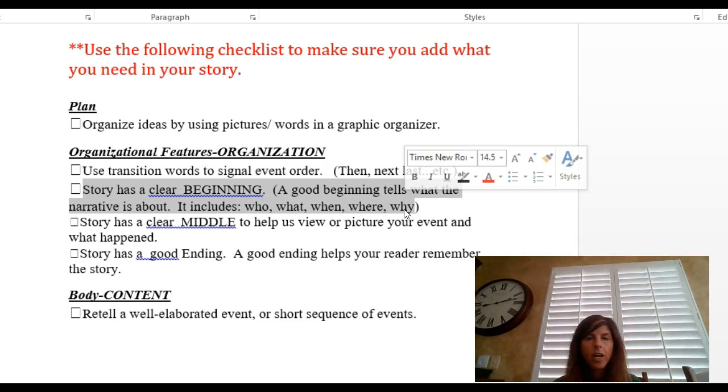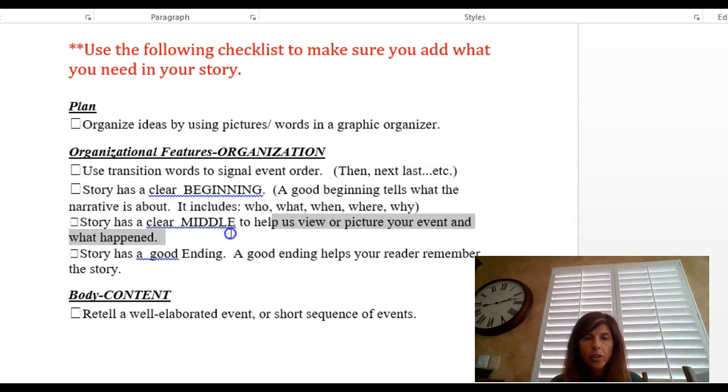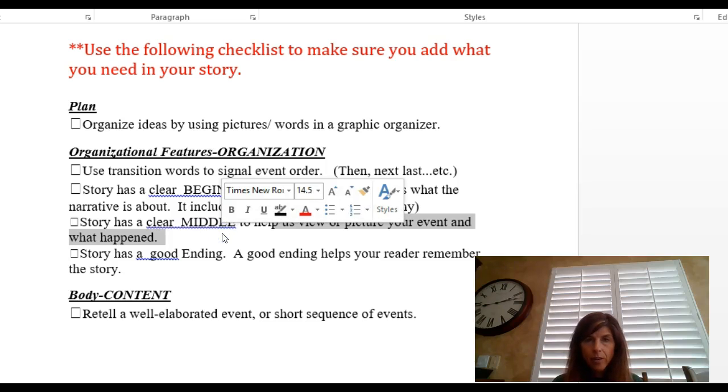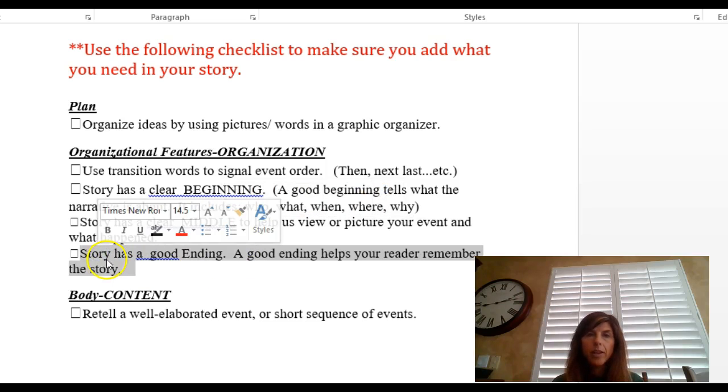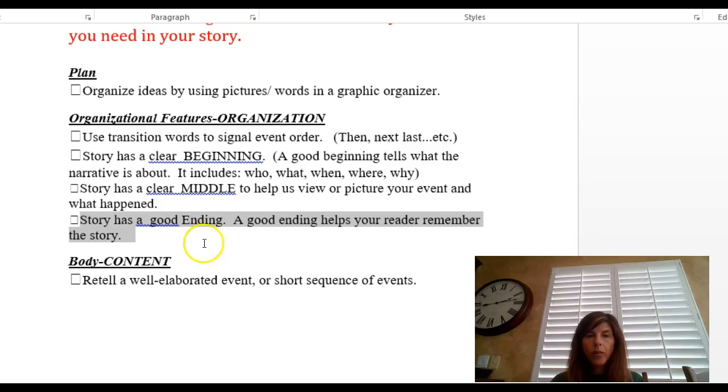The middle helps us get a picture of your event. So maybe there's a problem that's going to happen in the middle, and a solution to that problem is going to happen at the end. If not, a narrative just tells you an event. Like in this story, the narrative is that they're taking a hike. And a good ending helps your reader remember.